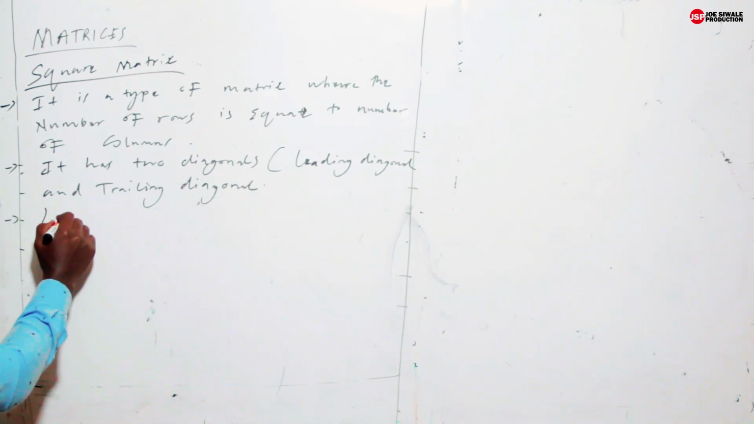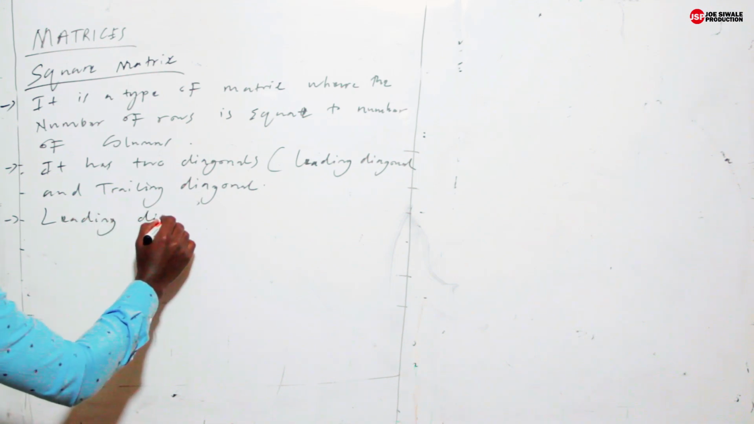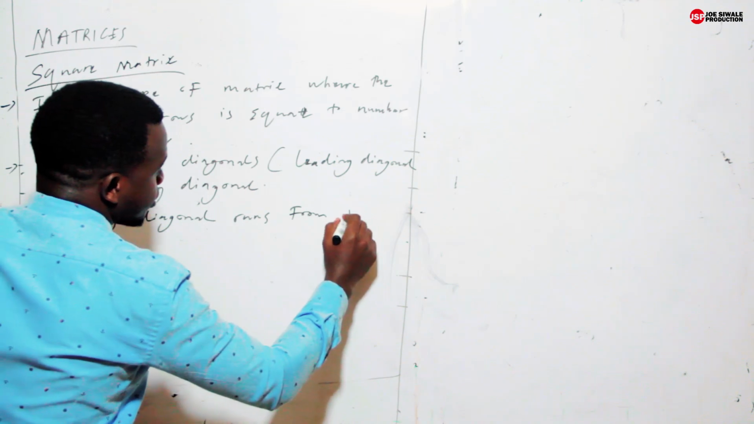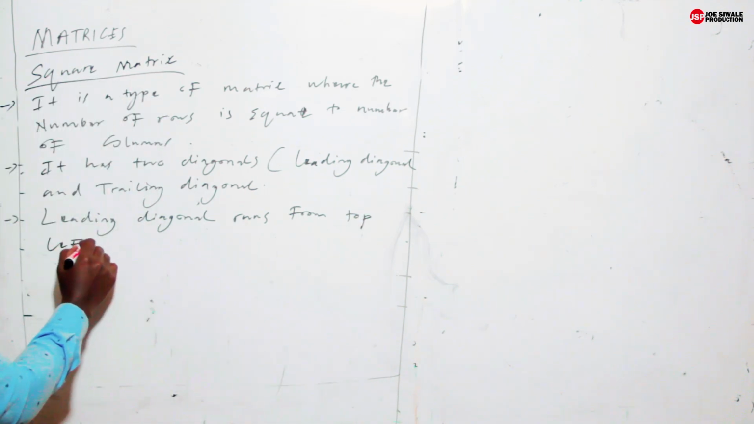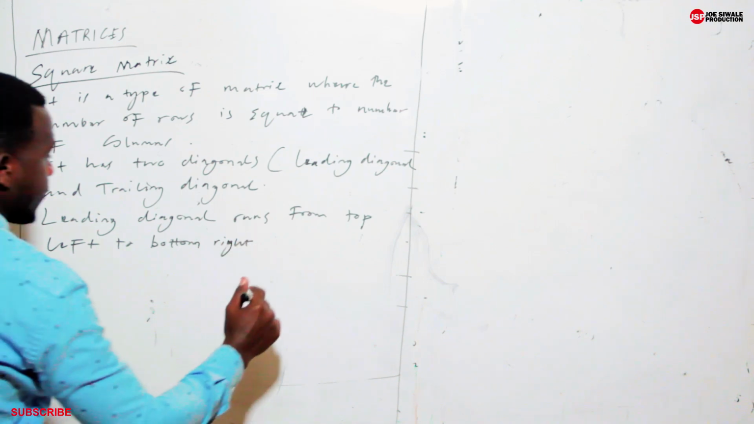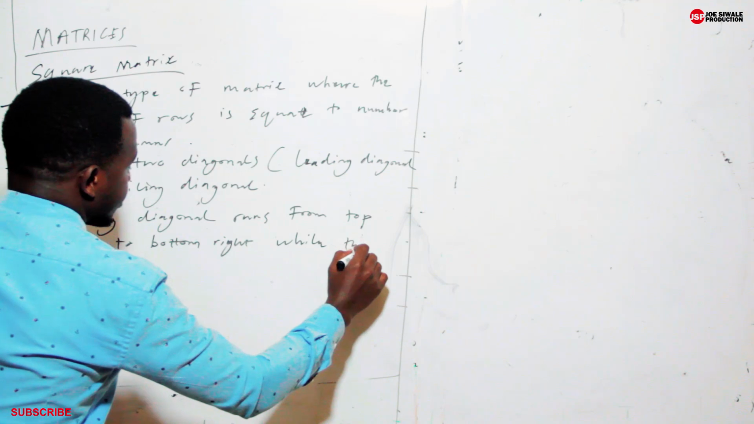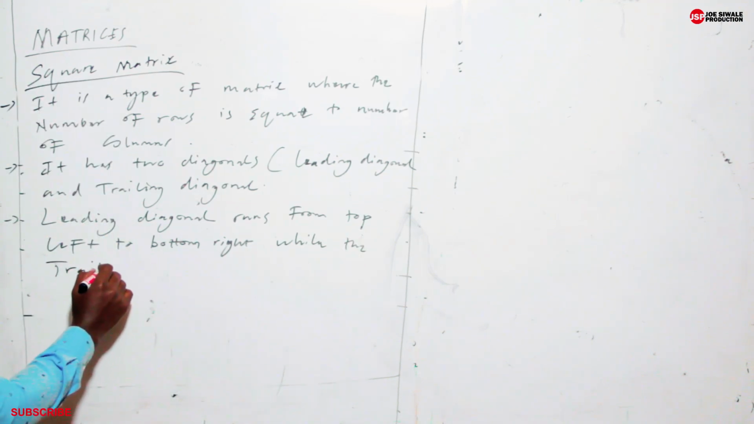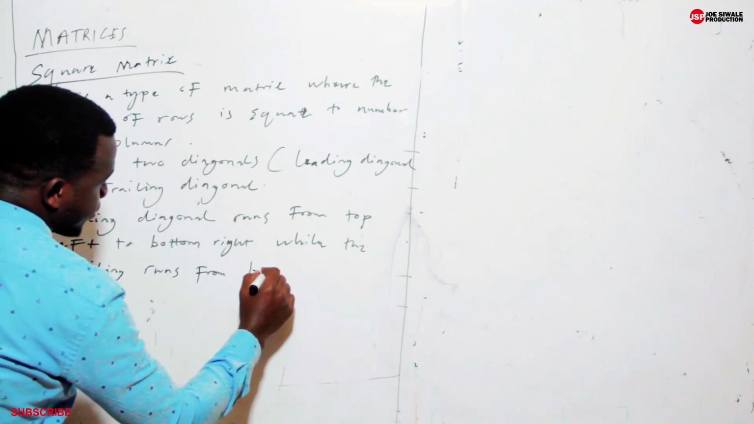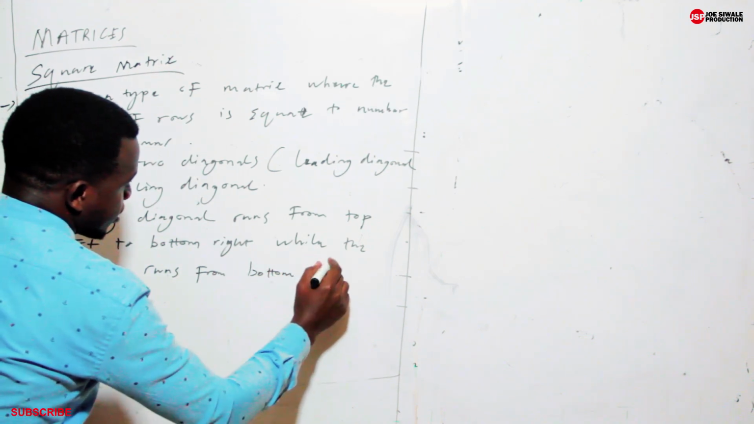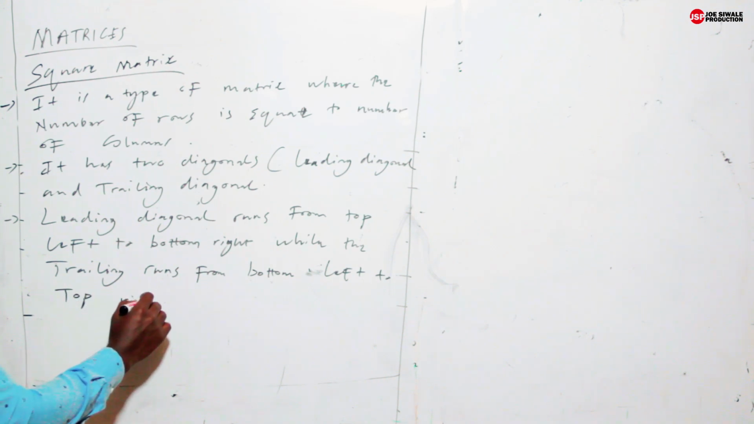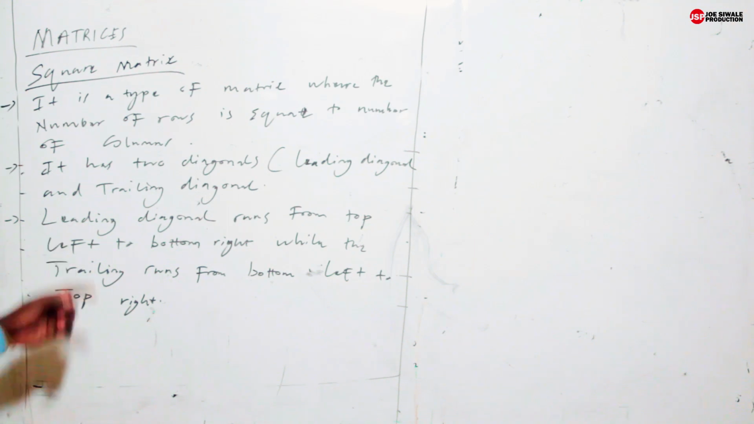And we have said the leading diagonal runs from top left to bottom right, while the trailing diagonal runs from bottom left to top right. So let us look at some of the examples of square matrices.